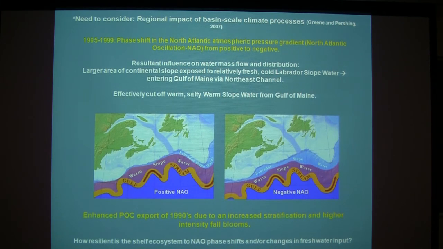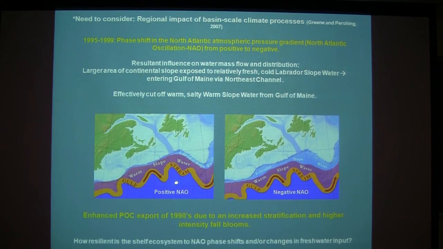Remember I told you that what happens in the Gulf of Maine is very highly connected to what happens up in the Arctic. What we need to consider is how that changes over time. In the mid-90s, we had what we call a phase shift in a system that controls a lot of the water inflow into the Gulf of Maine, called the North Atlantic Oscillation. It's essentially an atmospheric pressure gradient that helps determine the amount of warm, salty water that flows into the Gulf of Maine, which we call warm slope water, versus much colder Labrador Sea slope water.